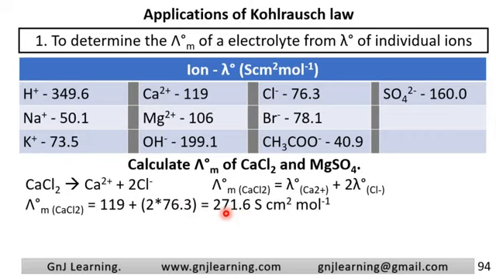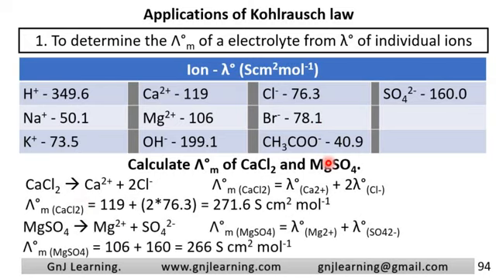And he tried to make a graph and find out the original lambda 0 of CaCl2 from the graph, and he found the values are matching. That means his law can be applied to find lambda M0 of an electrolyte using this table. Similarly, MgSO4 dissociates to give Mg2 plus and SO4 2 minus.